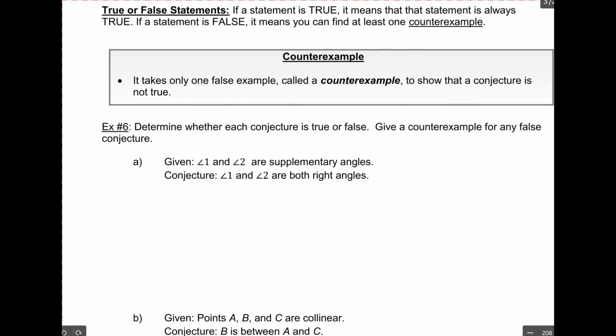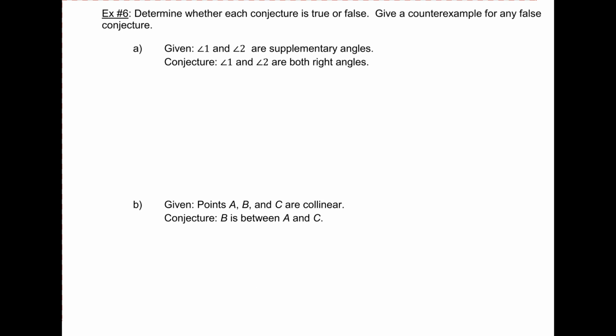All right. True or false statements. If a statement is true, it means that statement is always true. If a statement is false, it means you can find at least one counterexample. So with a counterexample, all it takes is one to prove it's wrong. We talked about counterexamples already, so now let's knock them out of the park. Determine whether each conjecture is true or false. Give a counterexample for any false conjecture. Given angle 1 and 2 are supplementary angles, let's prove that 1 and 2 are both right angles.